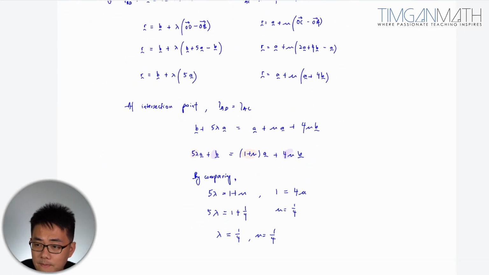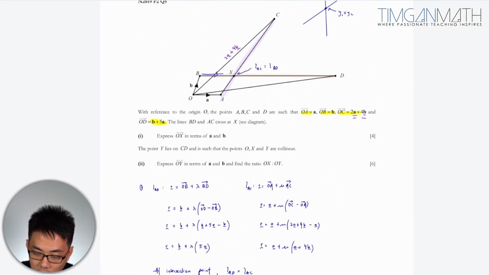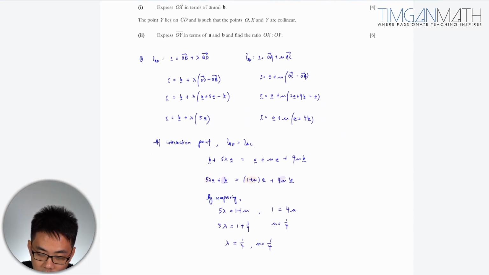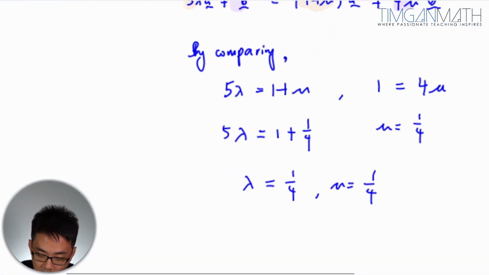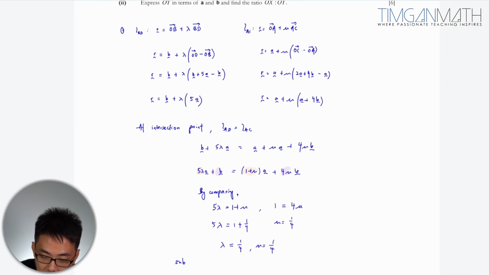Then what you do is substitute back in to get your OX. To find OX, we just sub back into one of the lines. So, hence OX, replace back. Sub lambda into LBD.